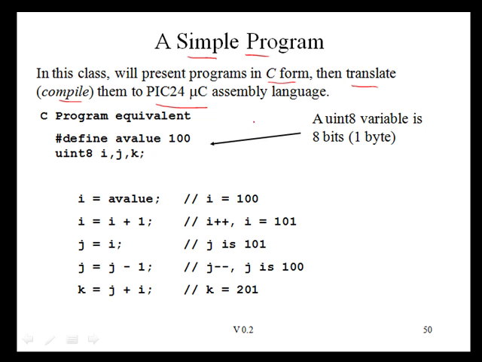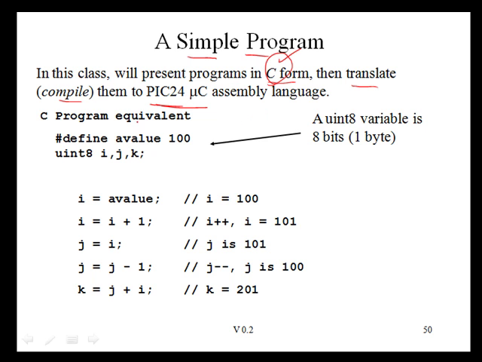We do this because later in the semester, when we write complex programs, we will always write them in the C language and then use an automated compiler to produce PIC24 assembly language. And what we want you to know is we want you to fully understand the linkage between what you write in C and what actually gets produced in PIC24 assembly language.